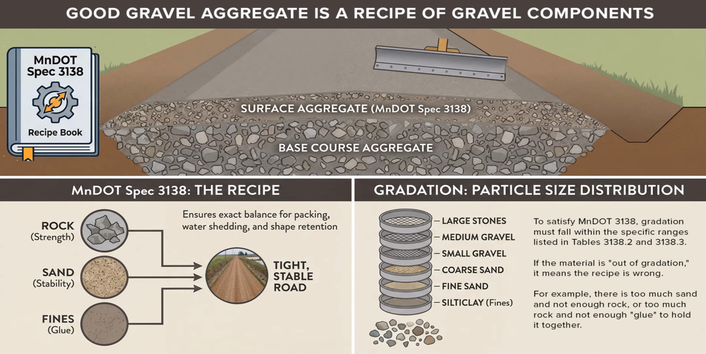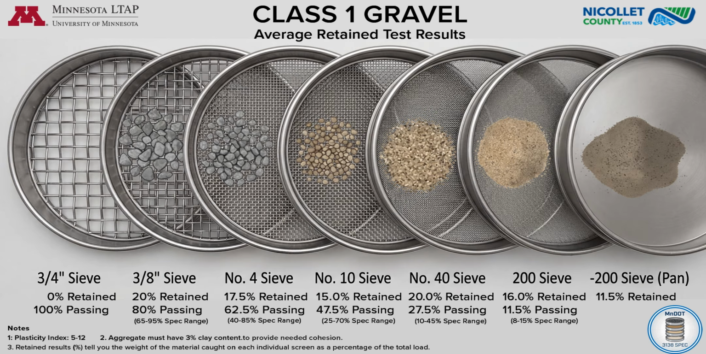According to MnDOT Spec 3138, good gravel is defined by a proper mix of coarse and fine particles for compaction and stability. Gradation, the recipe of the gravel, is verified using a sieve analysis. In the lab, material is poured through a series of screens with progressively smaller openings. Gradation is simply the measurement of what percentage of the total weight stays on top of each screen and what percentage falls through. Let's look at the average retained test results for Class 1 gravel.